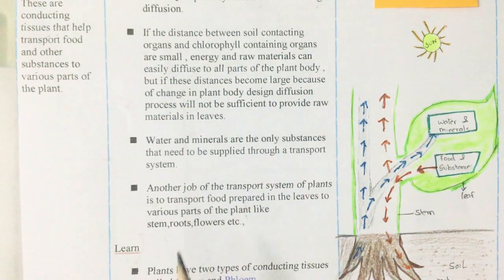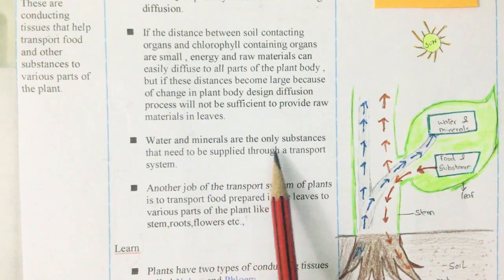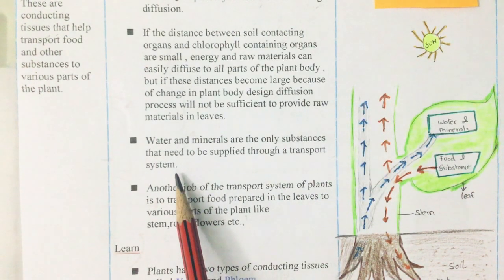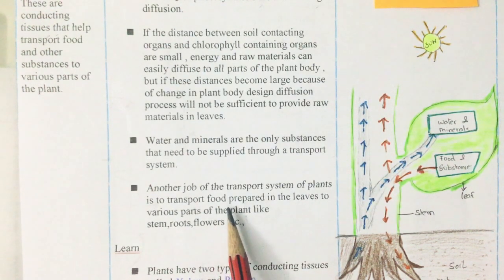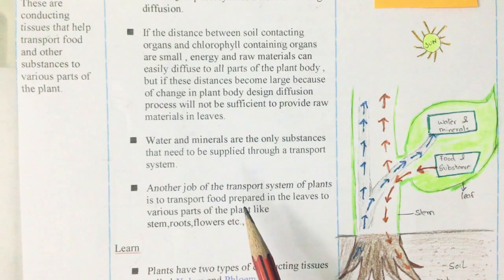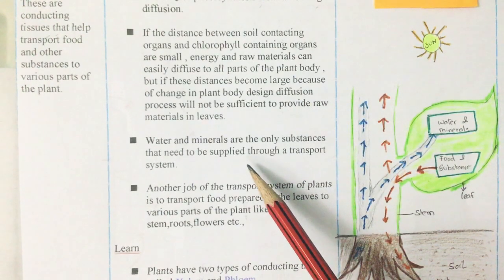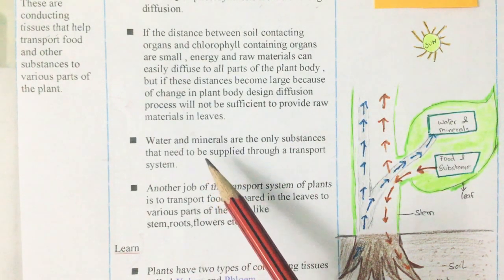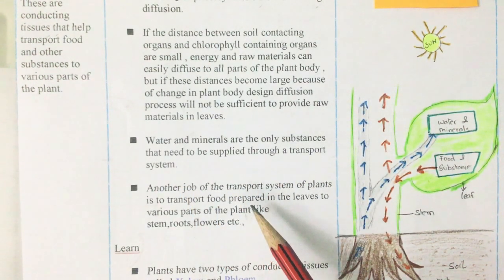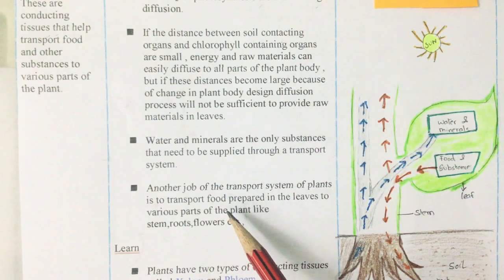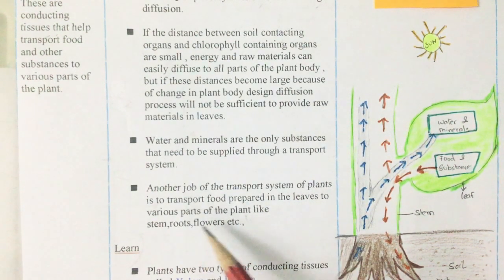The next understanding is water and minerals are the only substances that need to be supplied through a transport system. And another job of the transport system of plants is to transport food prepared in the leaves to various parts of the plant like stem, roots, flowers, etc. So, our understanding has to be that water and other minerals are supplied through a transport system. Also, the transport system helps to transport food prepared in the leaves to various parts of the plant.